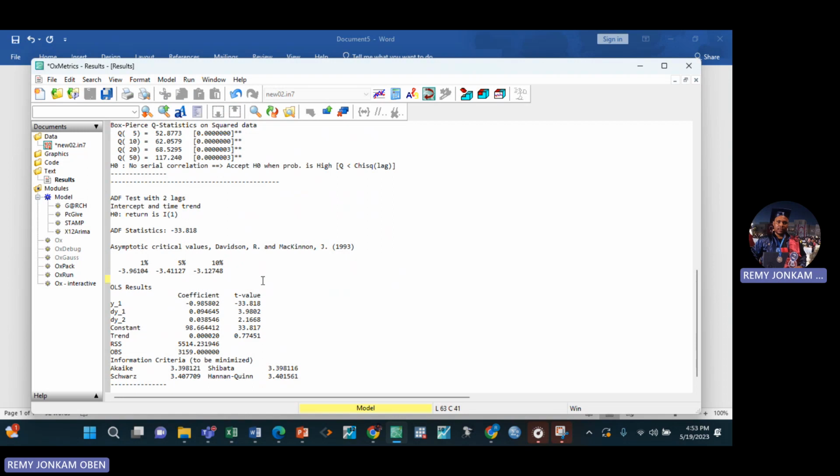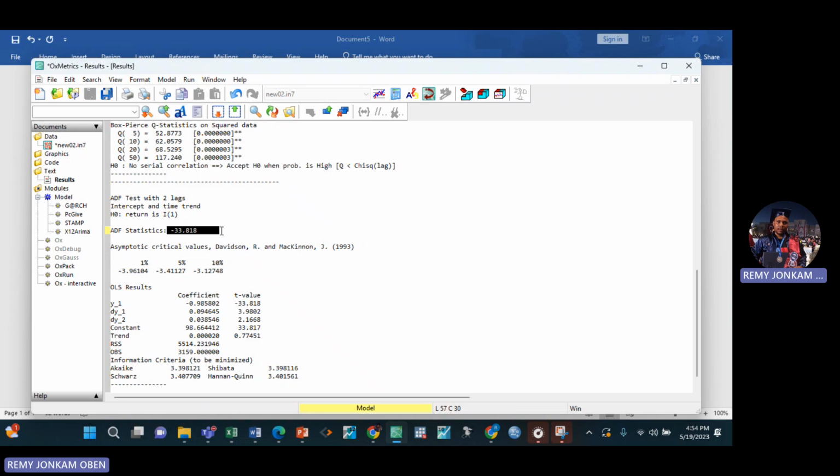Actually, this ADF test is a one-sided test, a one-tailed test. So in order for us to reject the null, the test statistic has to be more negative. It has to be negative. If the test statistic is positive, you cannot reject the null. So put it in your mind that the test statistic must be negative because the ADF test is a one-tailed test.